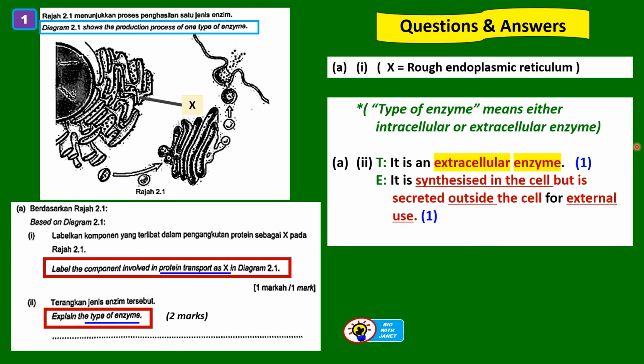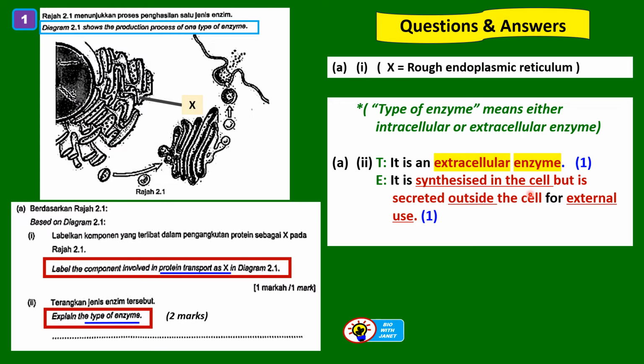Right, so now for A1, we have said that X is the rough endoplasmic reticulum, but labeled as X according to the question. Let's go on to A2. So what is the type of enzyme being released here? You can see that the secretory vesicles bring the enzyme to the plasma membrane and then secrete it out of the cell, right? So it's an extracellular enzyme. Remember, when you ask what type of enzyme, it means either the intracellular or extracellular enzyme, either one. Okay, so in this case, it's extracellular enzyme.